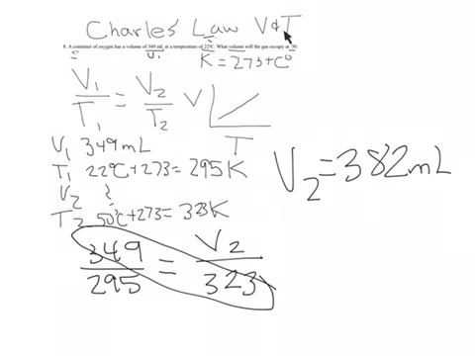Well, temperature 2 is hotter than temperature 1, so our volume should go up, which it does. It went from 349 to 382. All right, so that's Charles' Law.